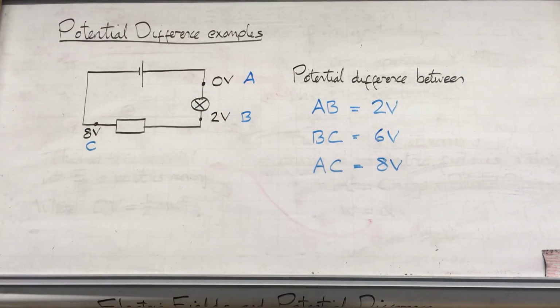You literally subtract the small from the large to find what the potential difference is between 2 points. So for example, any charges moving between B and C will receive 6 joules for every coulomb of charge.